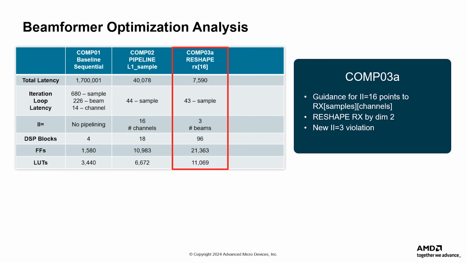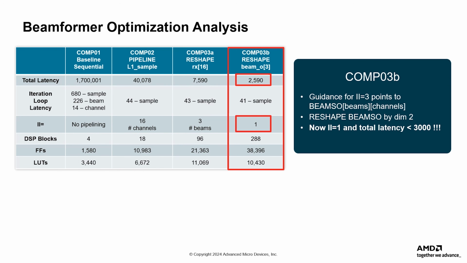Vitis HLS guidance suggests reading all addresses of the second dimension, channels, of the RX sample channels array in a single clock cycle. To achieve this, we must increase the interface size. By default, the interface size matches the data type, 32-bit float. To read multiple floats per clock cycle, we can use either array reshape or array partition. These pragmas widen or duplicate the interface respectively. In this case, we'll use array reshape on the second dimension. This further reduces total latency, and the II is reduced to 3.